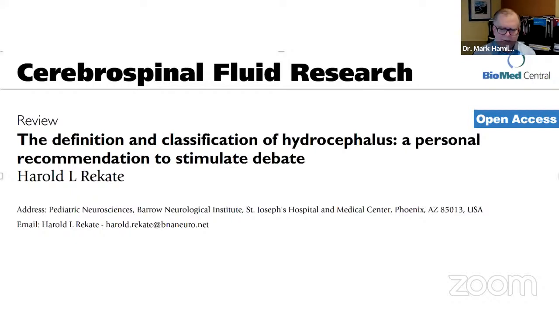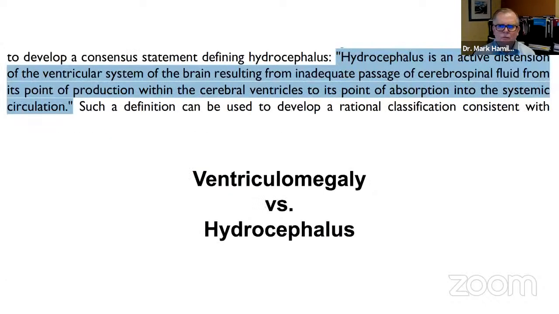I think that it's important that we use a diagnosis of hydrocephalus. This is one that Hal Rekate proposed a number of years ago. It basically says that hydrocephalus is an active distension of the ventricular system of the brain, resulting from inadequate passage of cerebrospinal fluid from its point of production within the ventricles to its point of absorption in the systemic circulation. So I think that the key term here is active. So we have to determine how to define ventriculomegaly, and then to distinguish ventriculomegaly from actual active clinical hydrocephalus. We're not going to spend a lot of time doing this except when we get to the iNPH population.